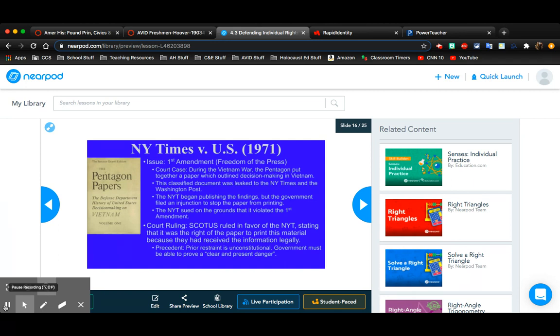It's, what am I trying to say here? Good Lord. It was a national security threat. There we go. That's what I was trying to say.